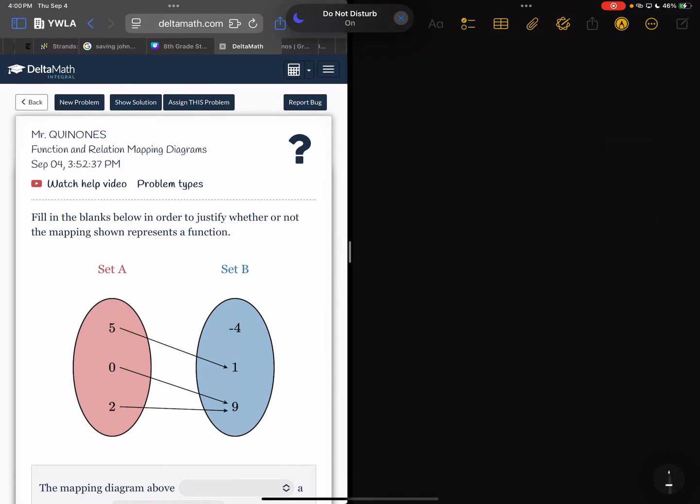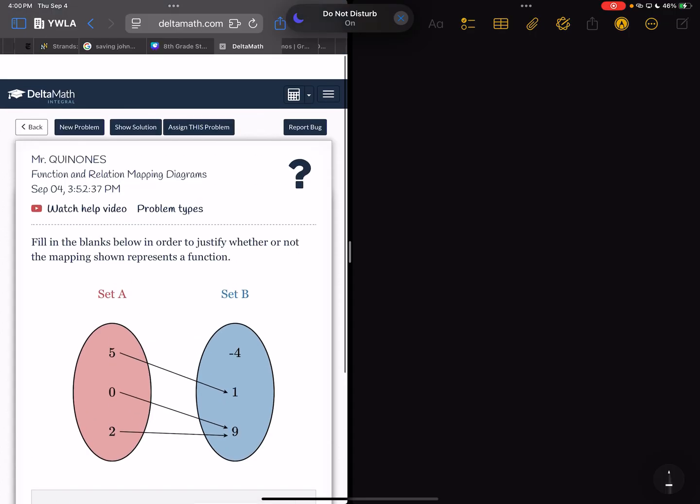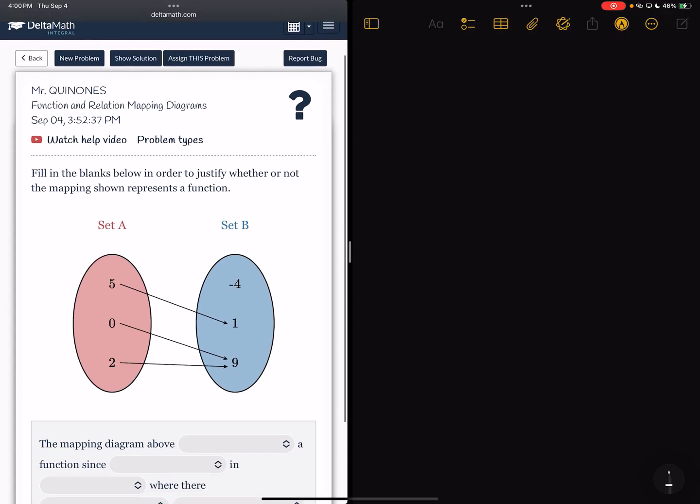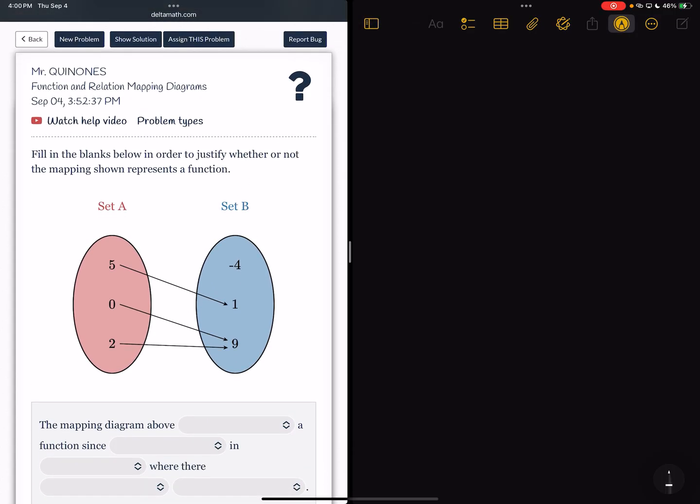All right. Okay, here we go. So this is the exam review, right? This refers back to our first lesson. We talked about whether or not mapping diagrams show that they are functions or not.